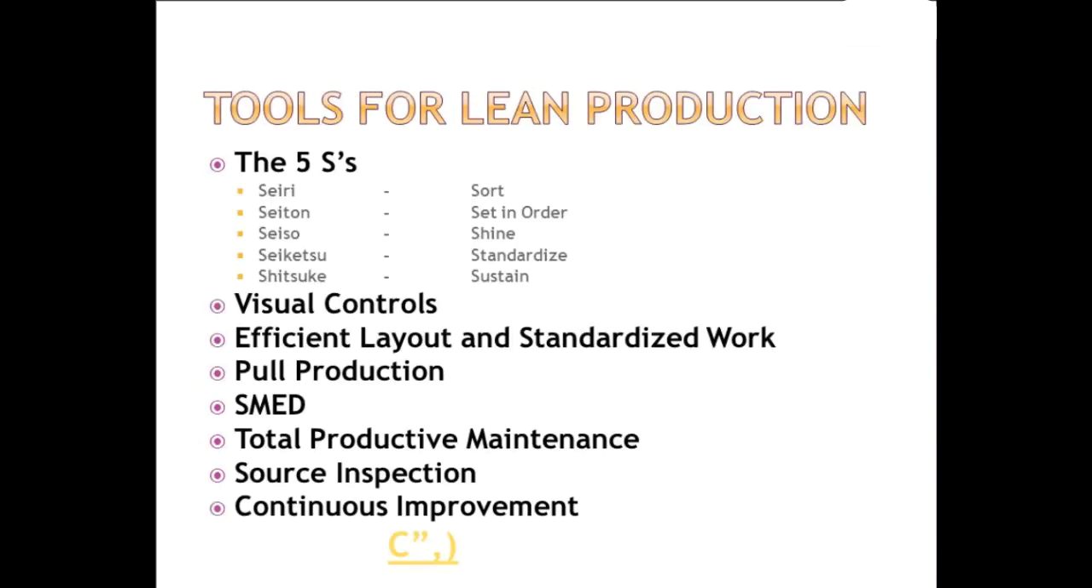Tools for lean production. The 5 S's. Seiri, sort. Seiton, set in order. Seiso, shine. Seiketsu, standardize. Shitsuke, sustain. Visual controls. Efficient layout and standardized work. Pull production. SMED. Total productive maintenance. Source inspection. Continuous improvement.